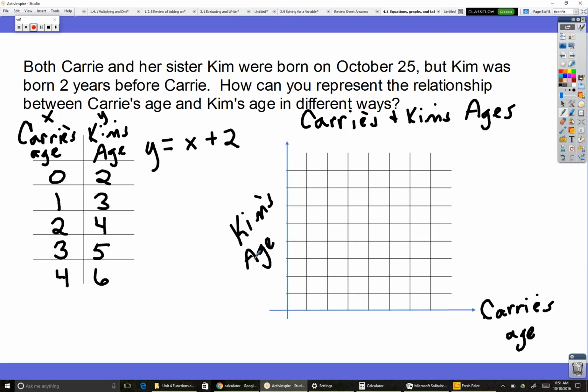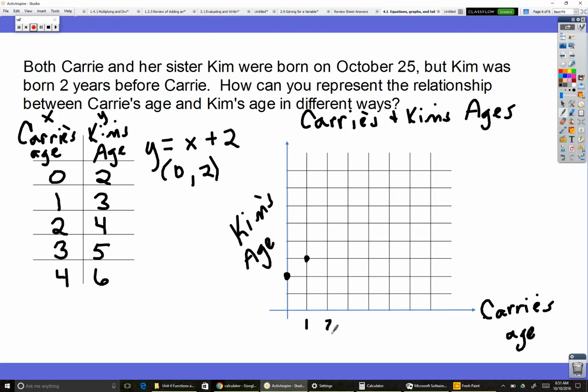So now I'm just going to create ordered pairs from my table. I'm not going to write them all down, I'll just write the first one down. So when Carrie is 0, Kim is 2. When Carrie is 1, Kim is 3. You know, it would really help if I were to label my graph too.